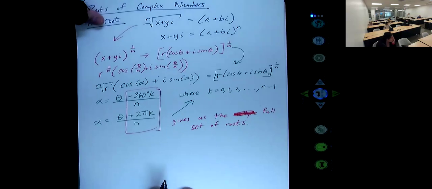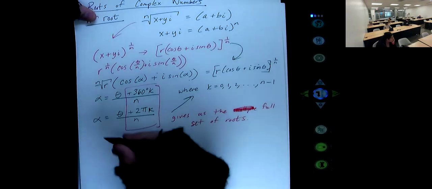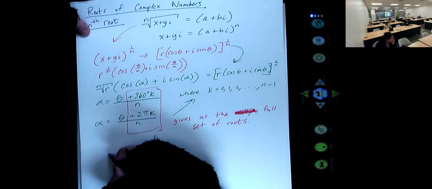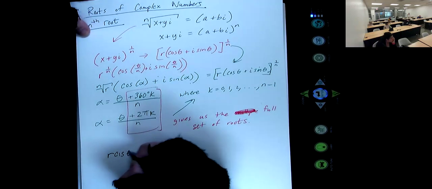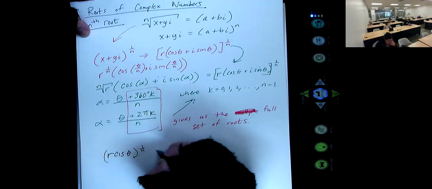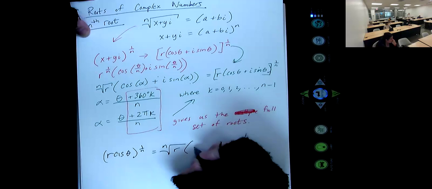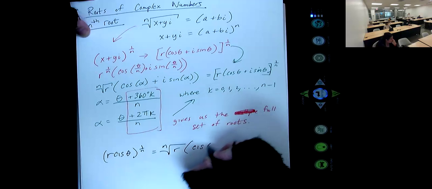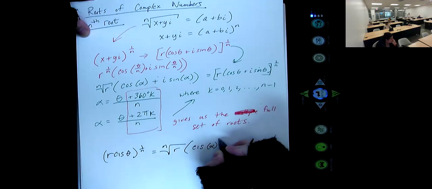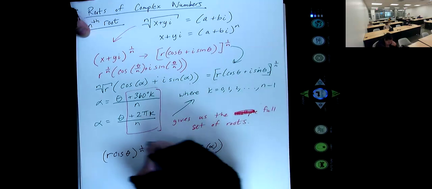Put that where we can leave it and see it. Maybe writing the shortcut notation will help. R cis theta to the one over n equals the nth root of R cis alpha, where alpha is that.